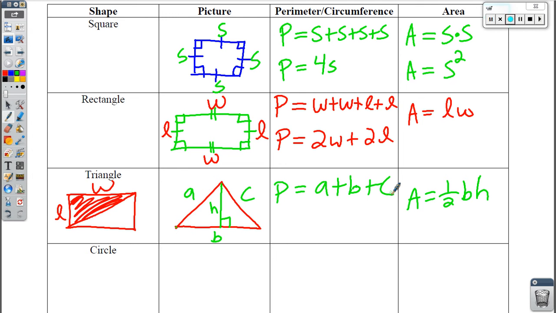And for a circle, well, a circle has a certain radius, which is the distance from the center of the circle to the outside. And that distance is the same no matter where you draw it. So if you draw a radius here or here or here, those are all going to be the same length. We call that radius R.